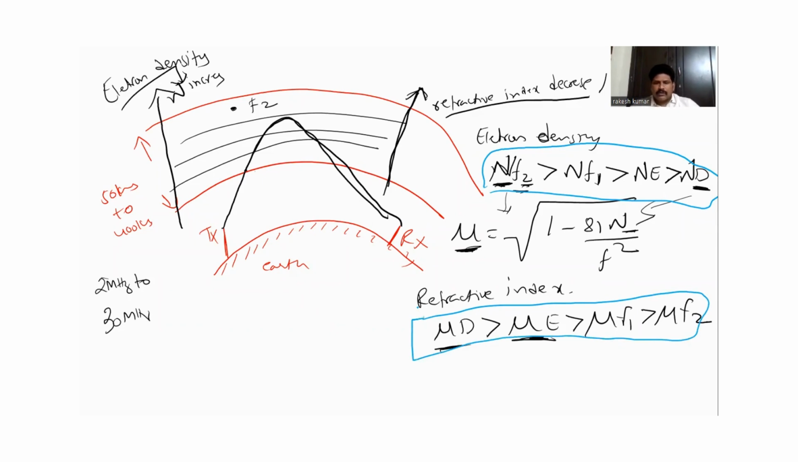Now let us take the expression mu is equal to root of 1 minus 81 n by f square. Note from this expression that the value of mu is always less than 1. Here, we can understand the bending in the ionosphere with the help of the refractive index formula. The refractive index is always less than unity.